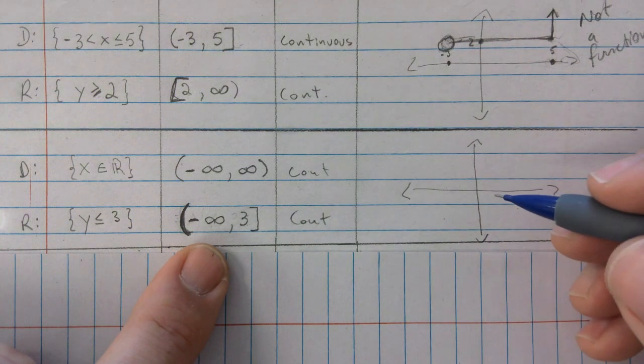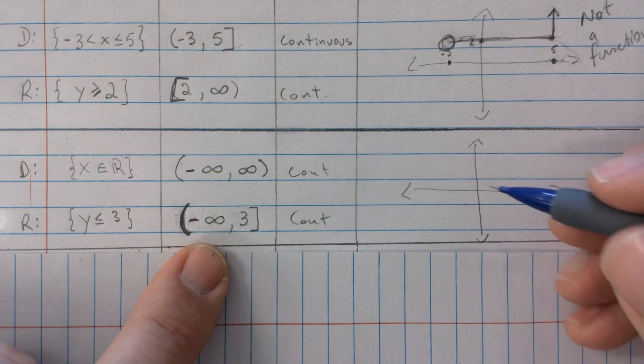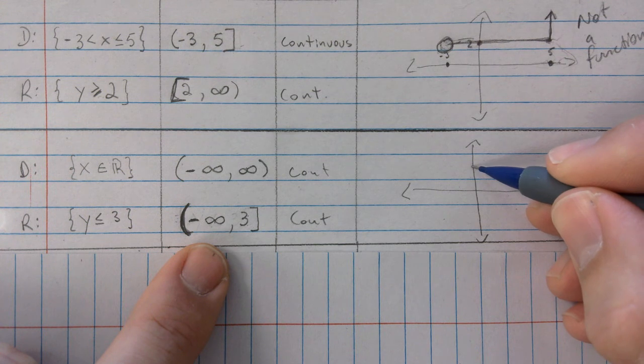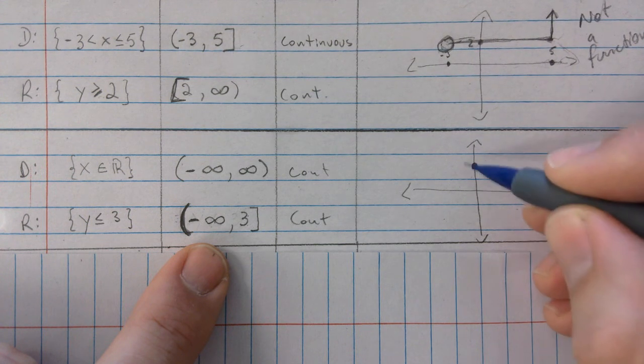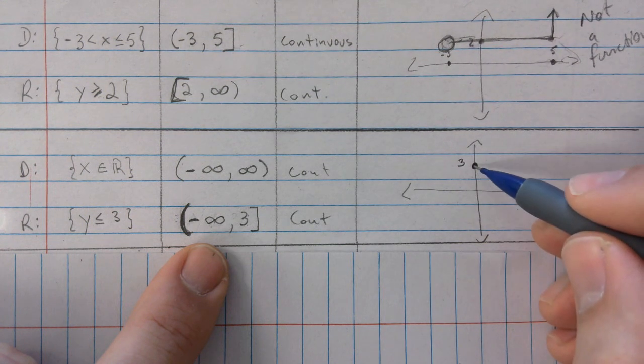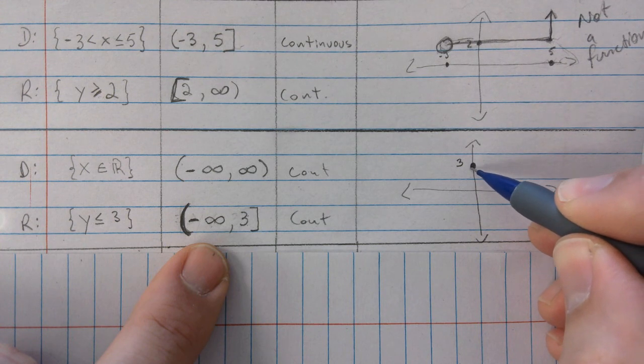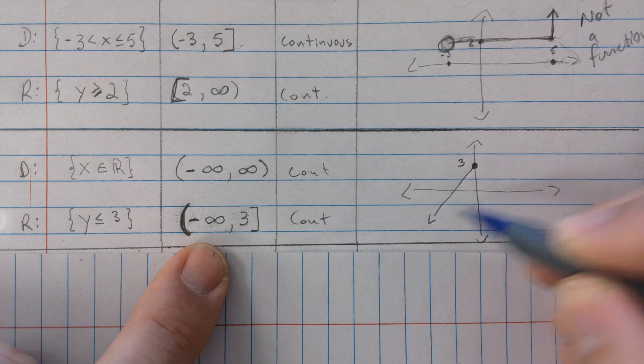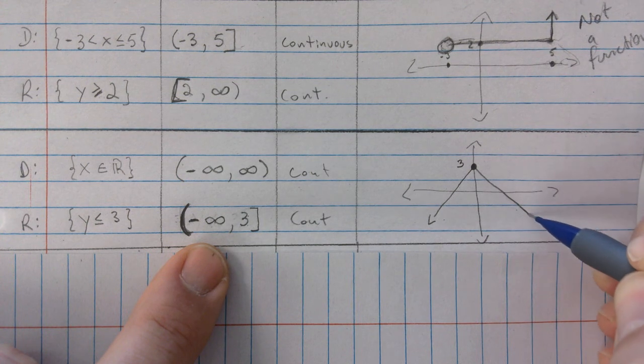Well, there are a number of ways you could do this, but if you make this 3 up here, if this is y equals 3, you could do a V shape that spreads out like this. Okay?